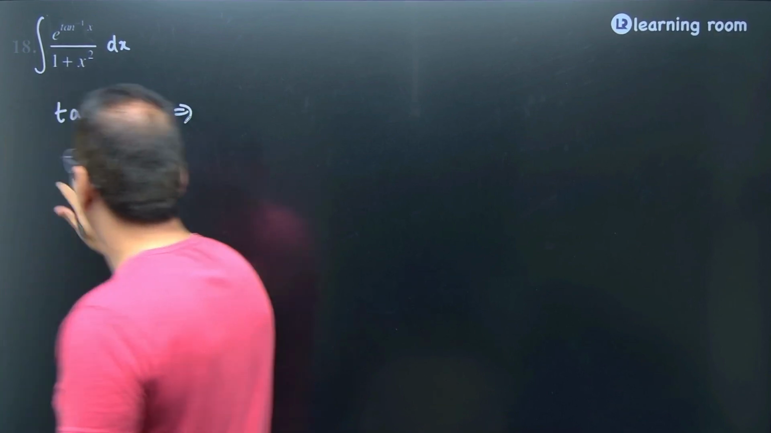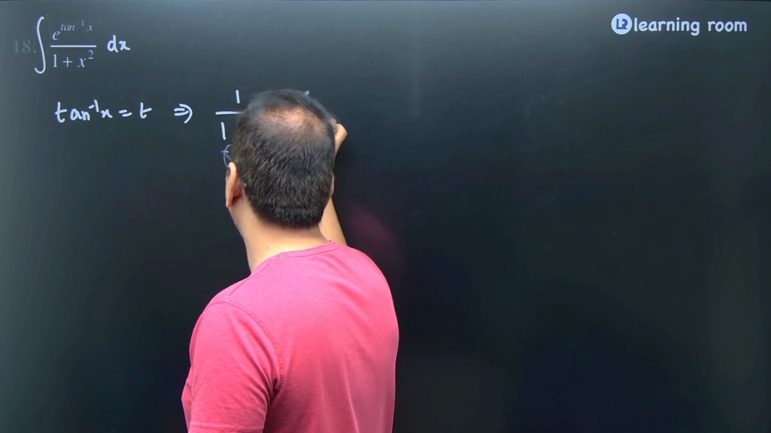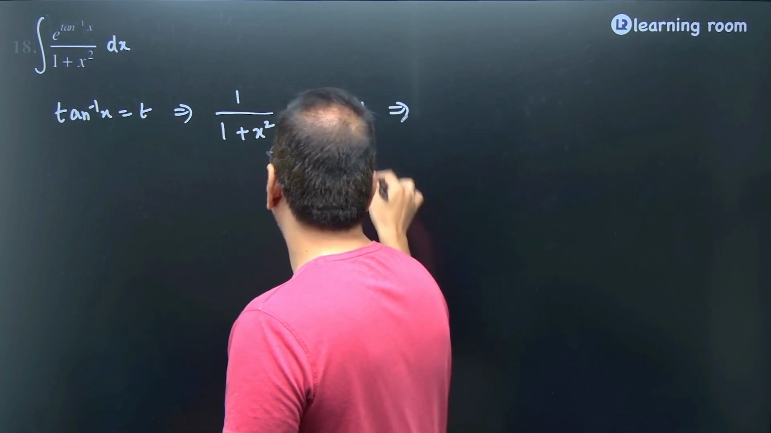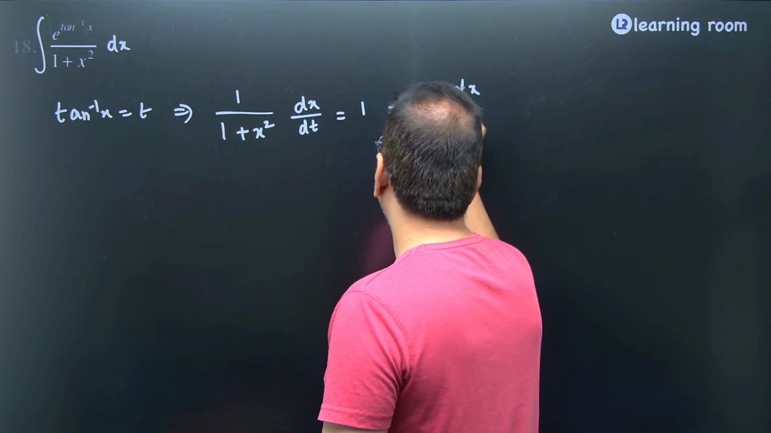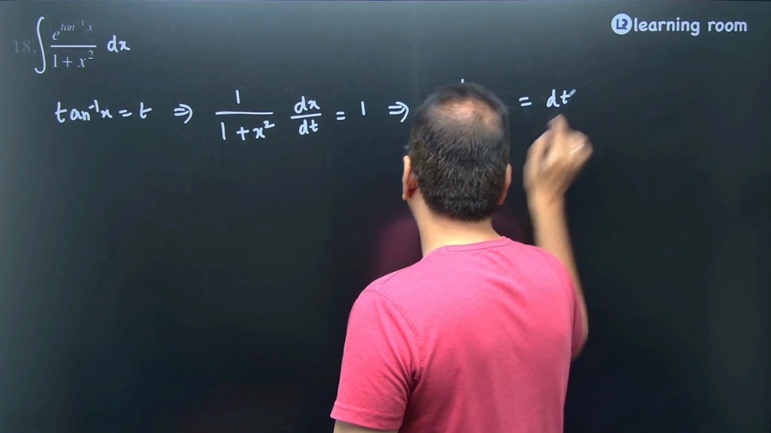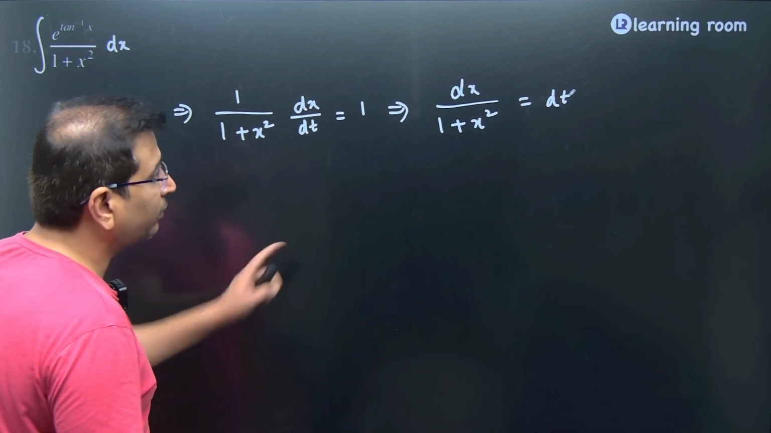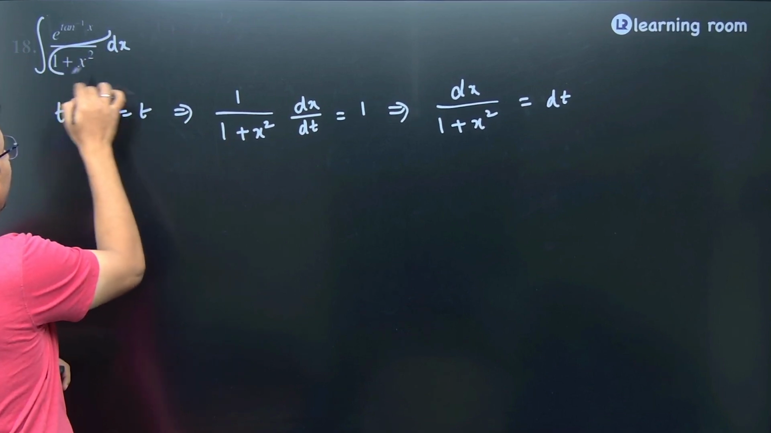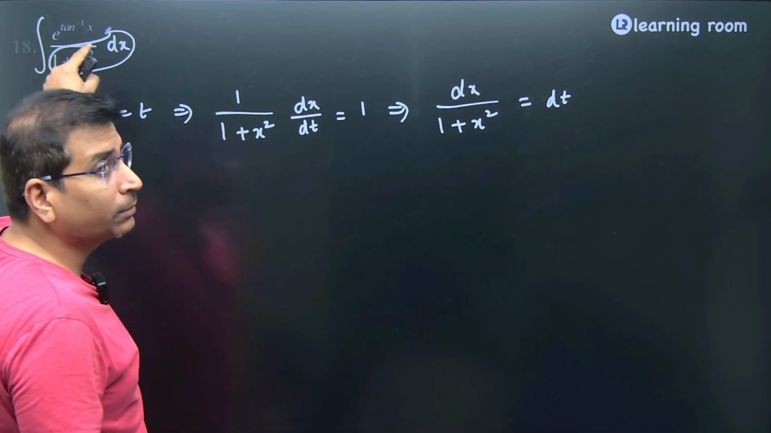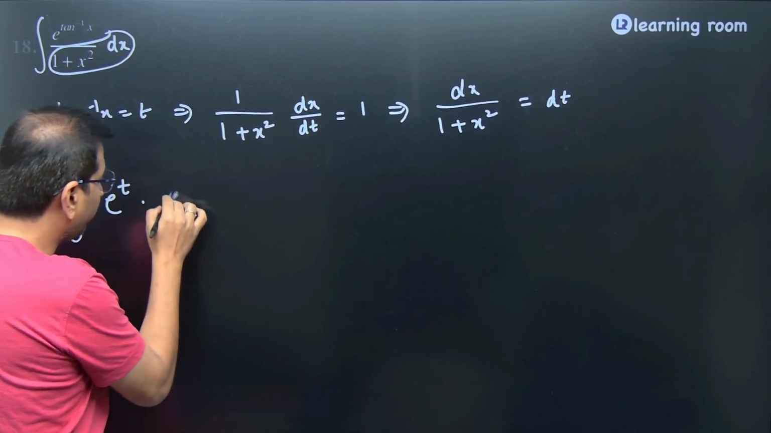This implies, on differentiating both sides, you will get 1 by 1 plus x square into dx divided by dt is equal to the derivative of t, which is 1. This implies dx divided by 1 plus x square is equal to dt, as dt will go to the other side. So dx by 1 plus x square is equal to dt. So dx divided by 1 plus x square can be replaced with dt and e power tan inverse x can be replaced with e power t. So the whole question will get converted as the integral of e power t into dt.